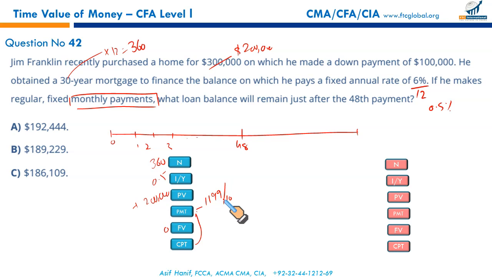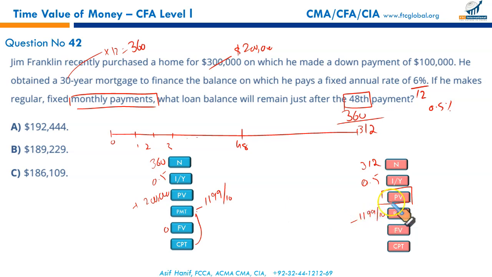So you make these payments for 48 periods, because it said what is the loan balance when you make the 48th payment. So out of 360, if you make 48 payments, what would be the remaining period? That will be 312. Right now, take N to be 312. Interest rate 0.5. This is what we need to calculate. Periodic payments are given here, that's 1199.10.